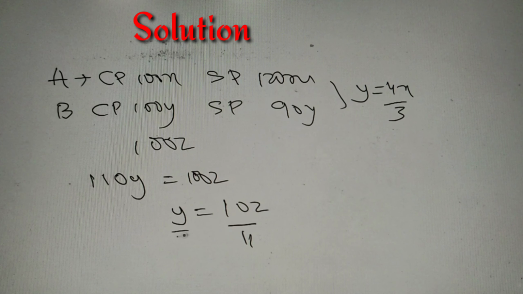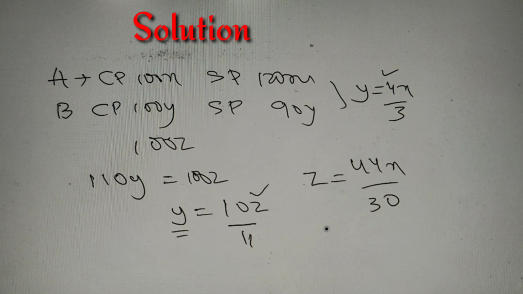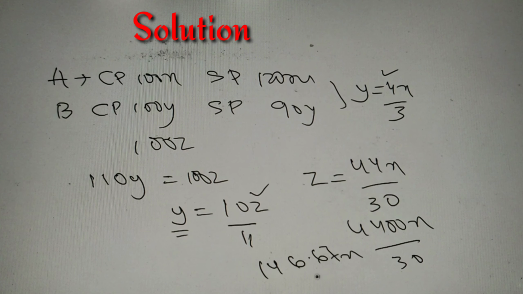Now we have the value of y in terms of z and in terms of x. So let's take the value of z in terms of x. So from here, if we equate this part and this part, you will get that the value of z is equal to 44x by 30. Now we have to calculate the profit made on object A with the new selling price. So the new selling price will be equal to 100z, or it is equal to 4400x by 30, and upon calculation it is coming as 146.67x, and the profit is equal to 46.67x.